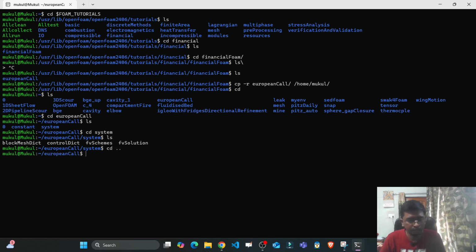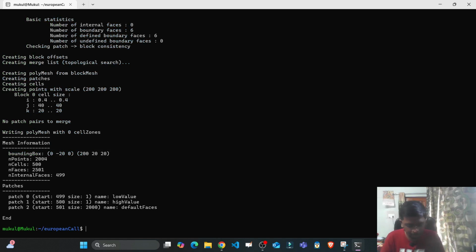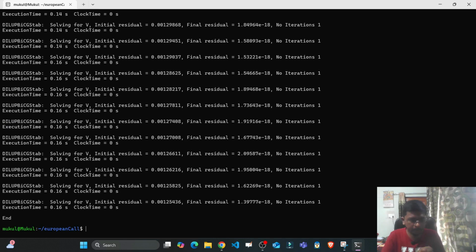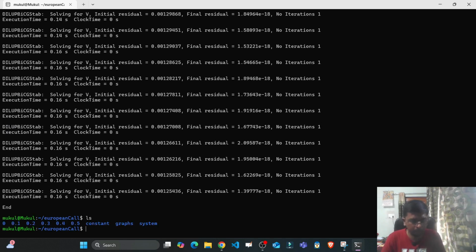All right, so let's run blockMesh. The mesh is ready. Should I first explain the blockMesh, the mesh, or the domain? Alright, let me run the full case, then I'll explain everything. For running, you only have to type financialFoam, which is the solver name. Just press enter, it will solve. It has solved. Press ls.